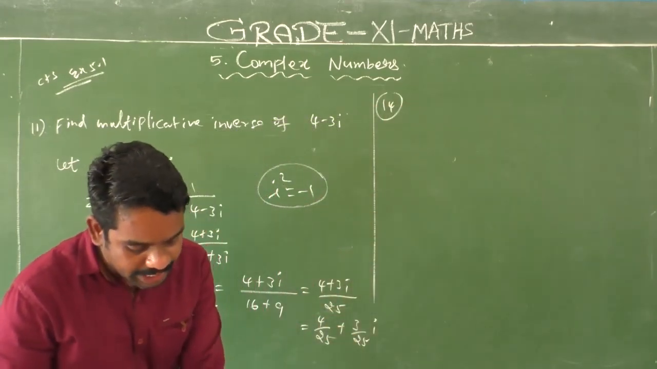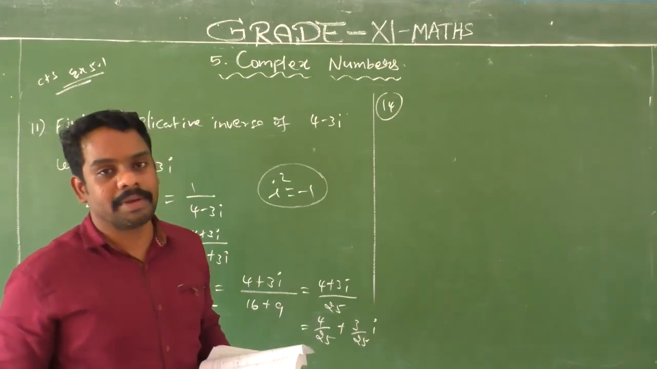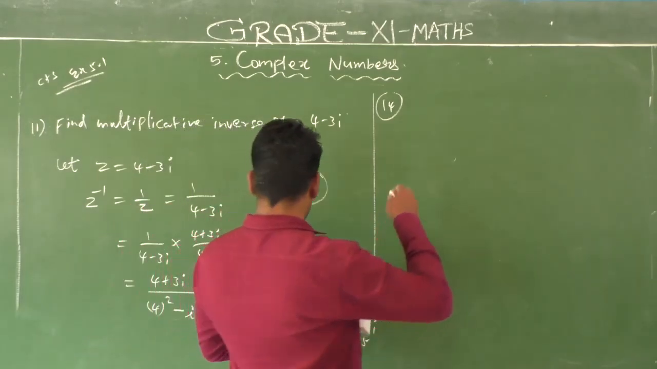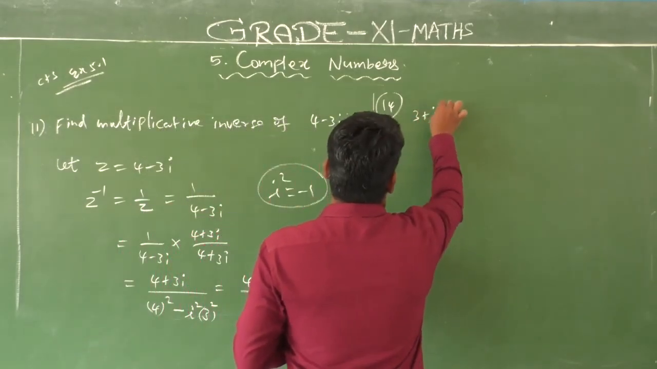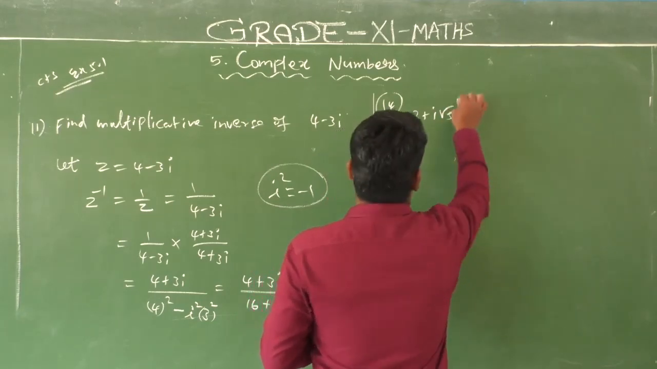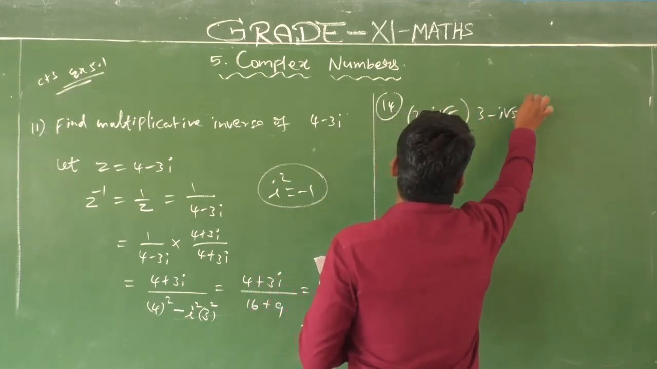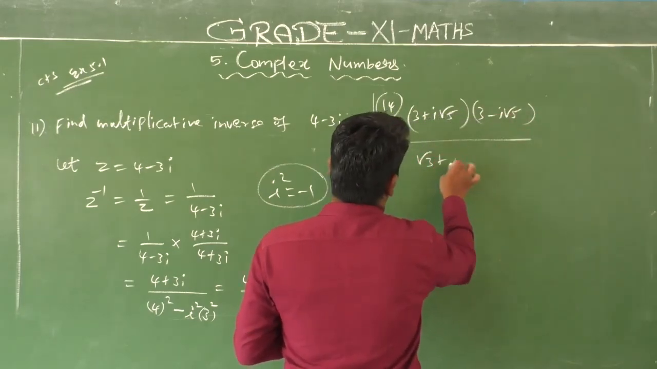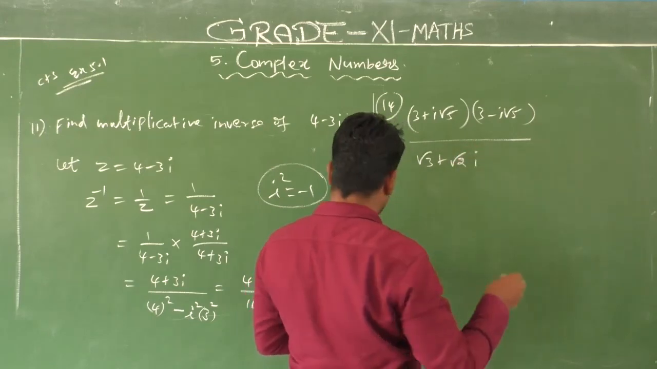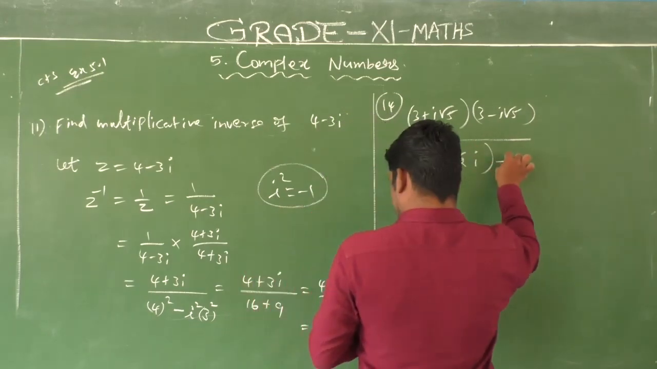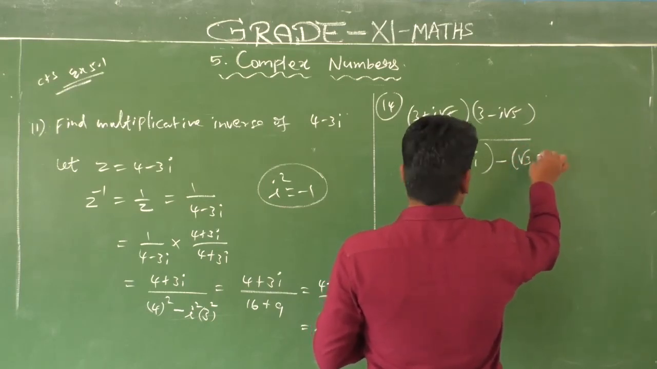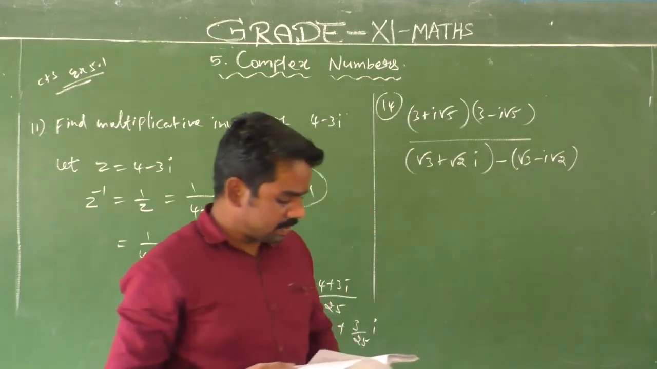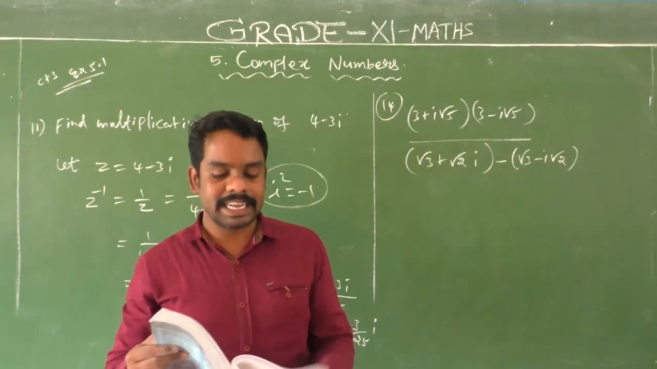Express the following expression in the form of a plus ib, that is the standard form or rectangular form of a plus ib. The expression is (3 plus i root 5) into (3 minus i root 5) whole divided by (root 3 plus root 2 i) into (minus root 3 minus i root 2).